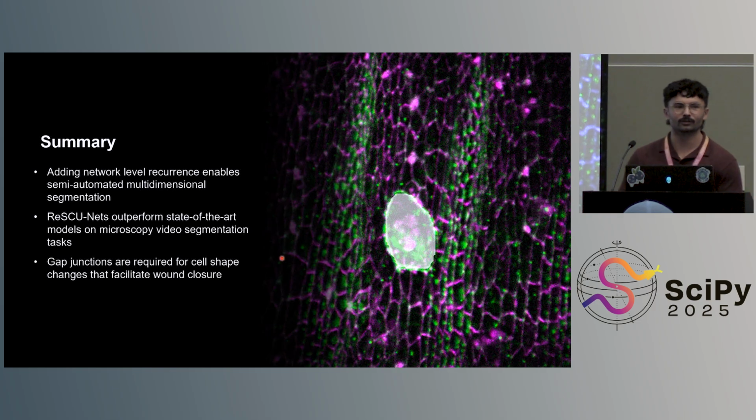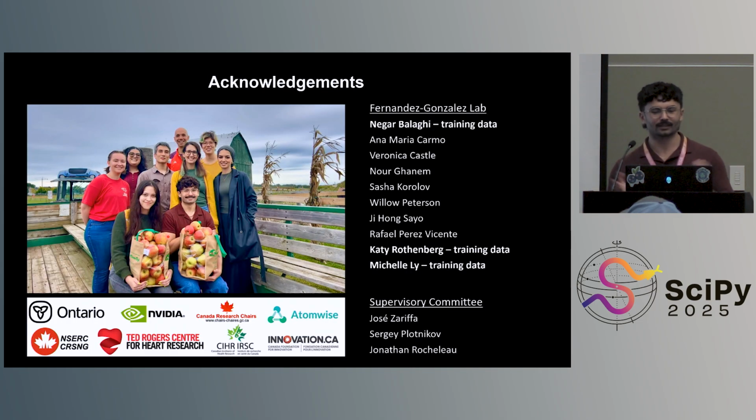And so, to summarize what I've shown you today, by adding network level recurrence, we enable semi-automated multidimensional segmentation, and these ReSCU Nets outperform state-of-the-art models on microscopy video segmentation tasks. And then I have used ReSCU Nets to show that gap junctions are required for cell shape changes that facilitate rapid embryonic wound healing. And with that, I would like to thank my lab.